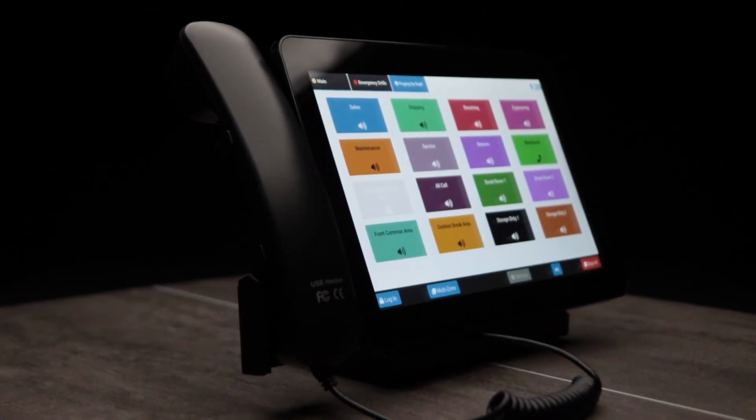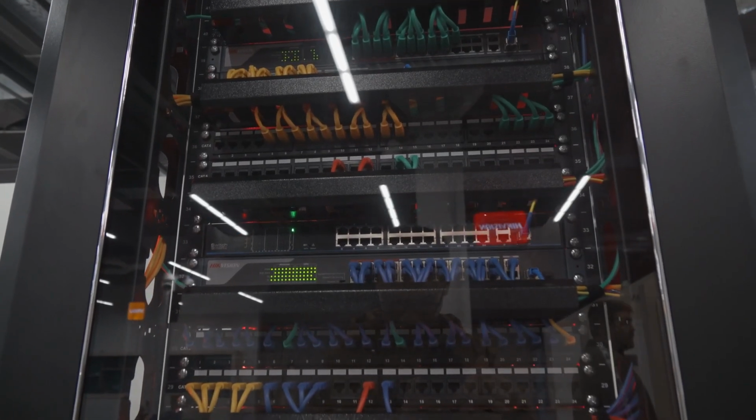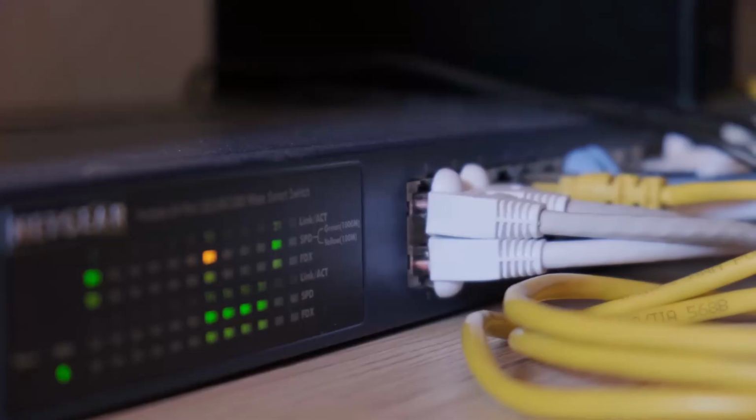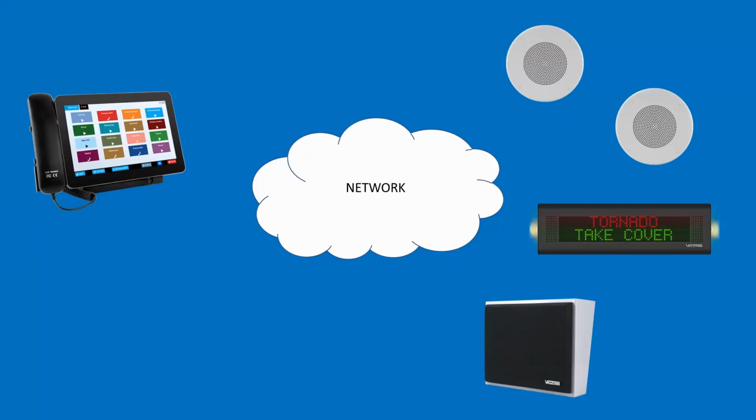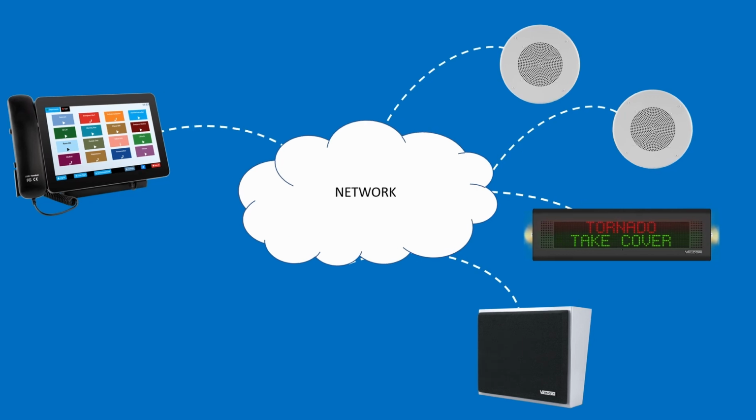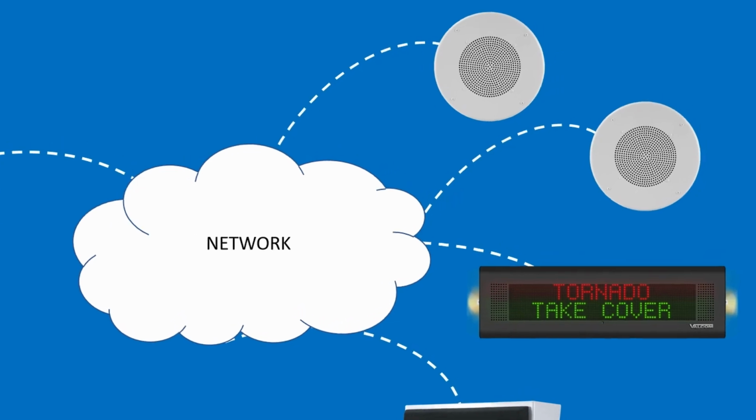The Interactive Console is an IP device, so it does connect to your network. It's a power over Ethernet device. It can be powered right from your network or locally powered. But we send out these audible and visual signals over your network to Valcom IP devices. So you've got the ability to drop in Valcom IP speakers, Valcom IP signs.